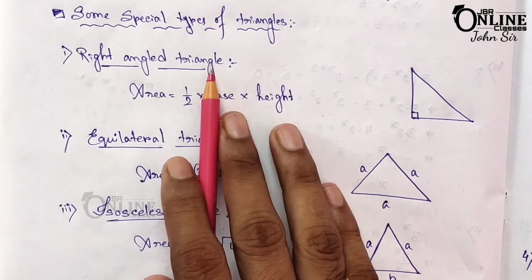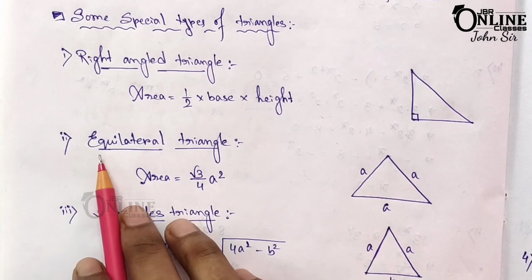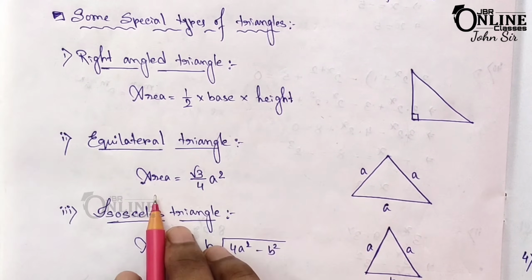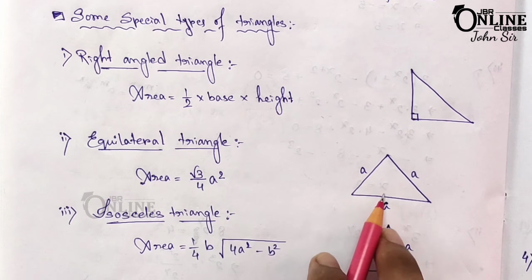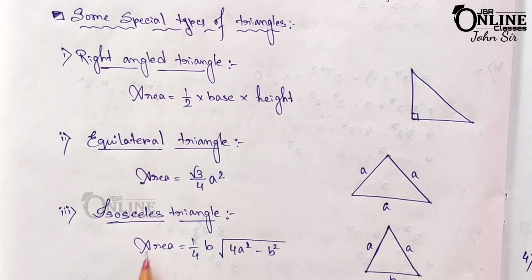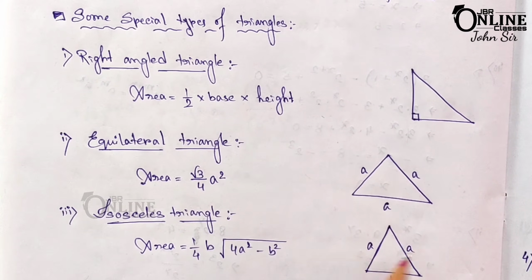Now here are some special types of triangle. For the right angle triangle, the area of the triangle will be half into base into height. Next, equilateral triangle, area equal to root 3 by 4 A square. Here A means the side of the equilateral triangle. And the last one, isosceles triangle, area equal to 1 by 4 into B root over (4A square minus B square). Here A means the equal side and B means the base or the third side of the isosceles triangle.